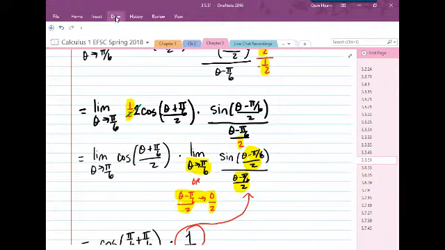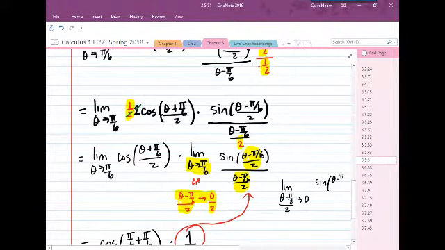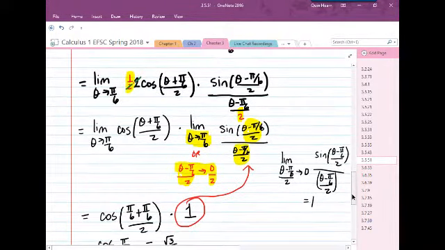So it's still the case that as theta minus pi over 6 over 2 goes to 0, the sine of theta minus pi over 6 over 2, over theta minus pi over 6 over 2, this guy is going to go to 1. So I forced it to fit the pattern.